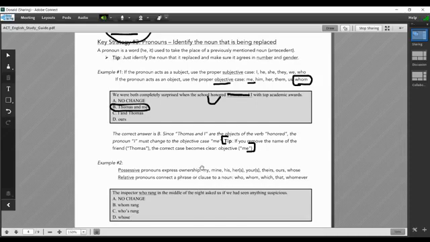Example 2. The inspector who rang in the middle of the night asked us if we had seen anything suspicious. The inspector. Interesting. Must be in England, right? We don't usually use the word inspector here, but I've read too many British crime novels. I know they use that word all the time. The inspector who rang in the middle of the night asked us if we had seen anything suspicious.